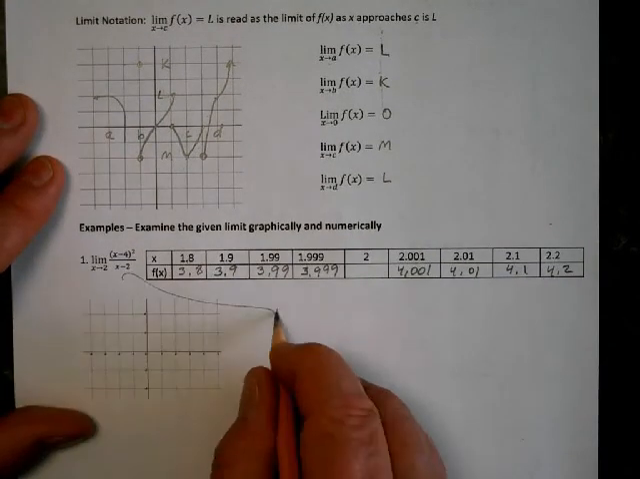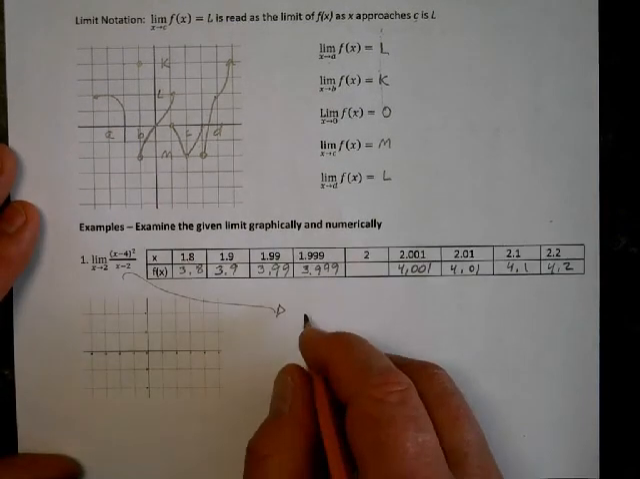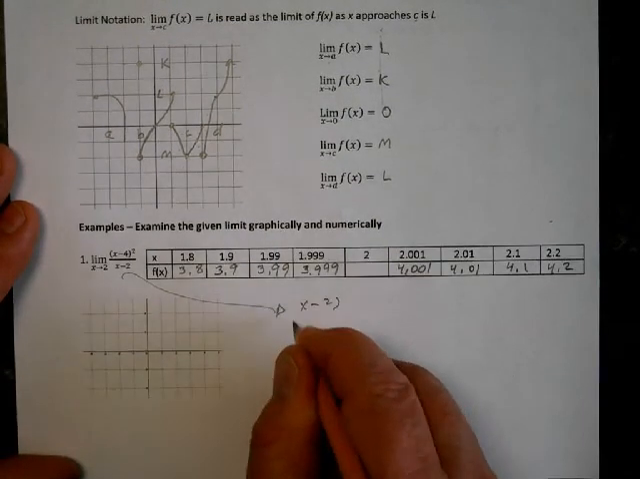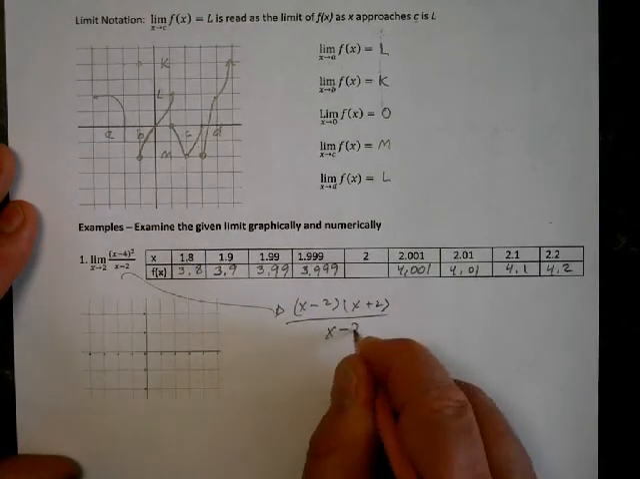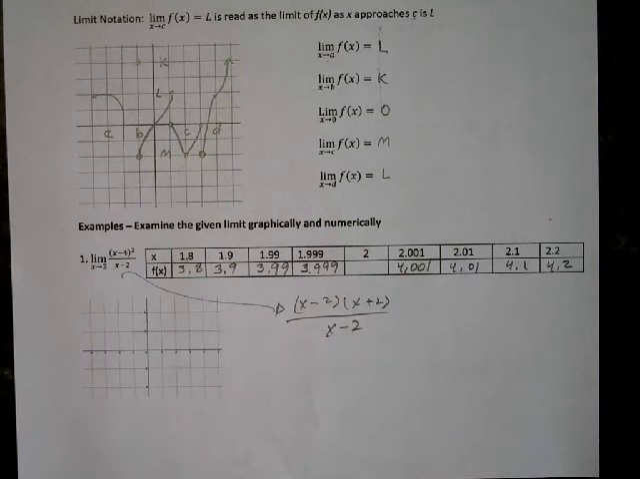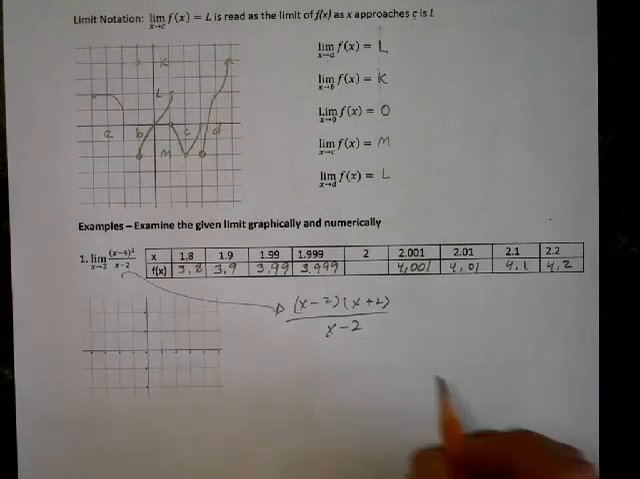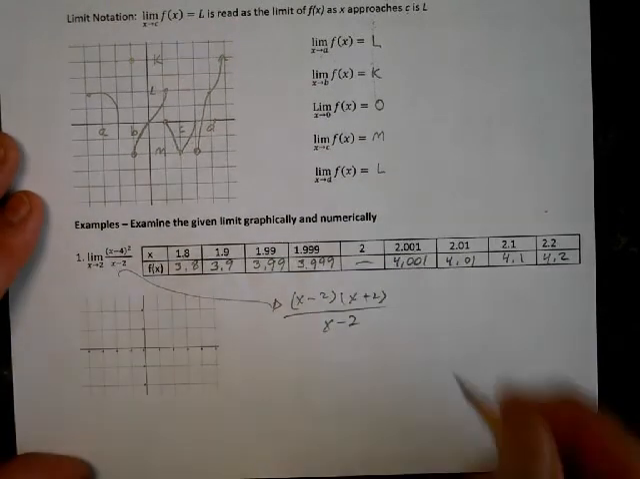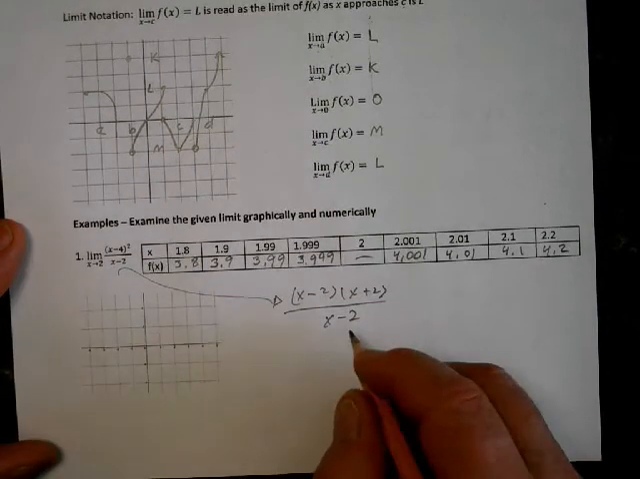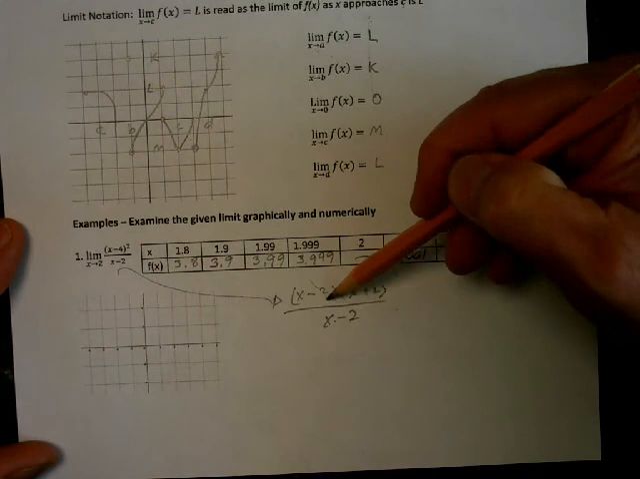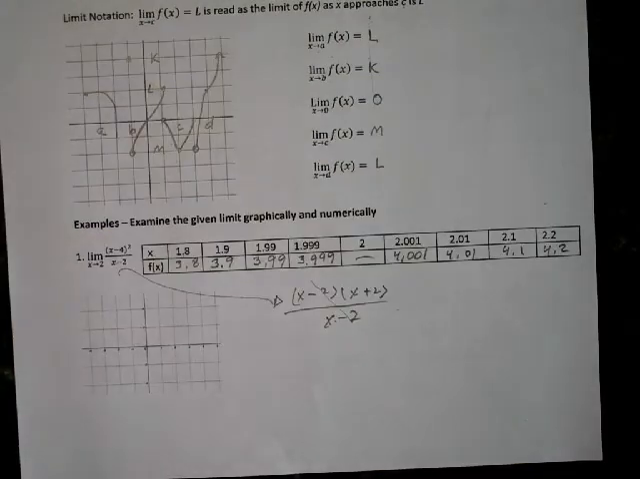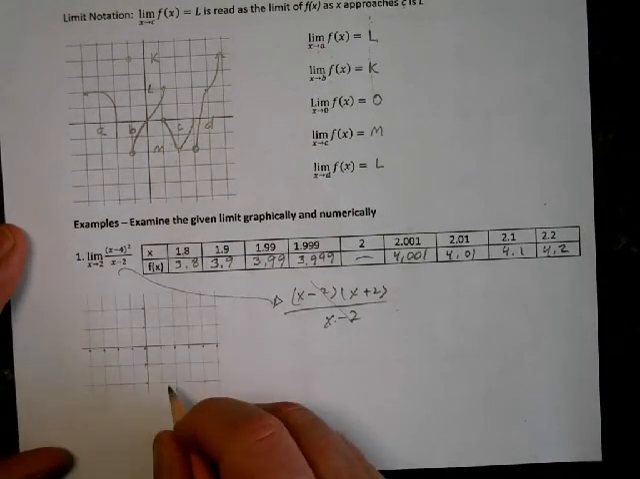Now, what happens here at 2? If I take a look and I factor that numerator, we know that if x equals 2, it doesn't exist. Take the denominator, set it equal to 0, you get an asymptote. But what happens here is those two divide out, the numerator and denominator. So what that means is we have what's called a point of discontinuity.